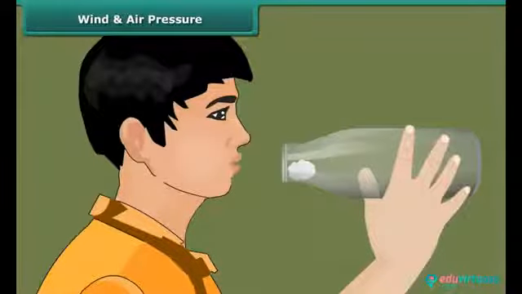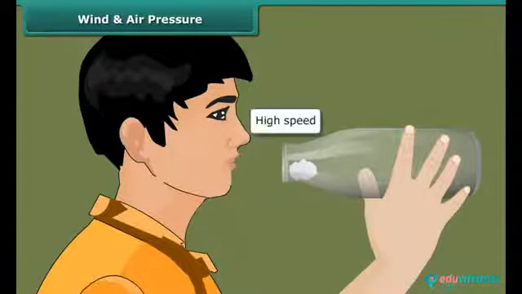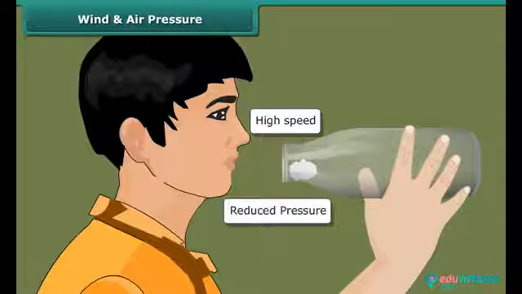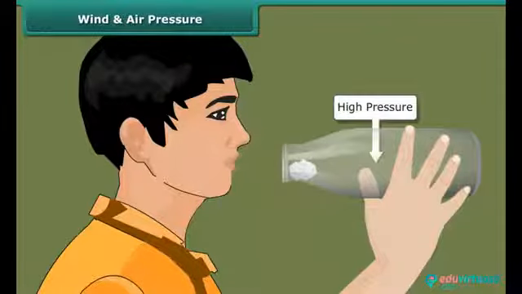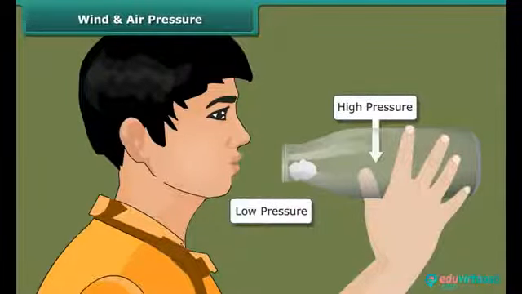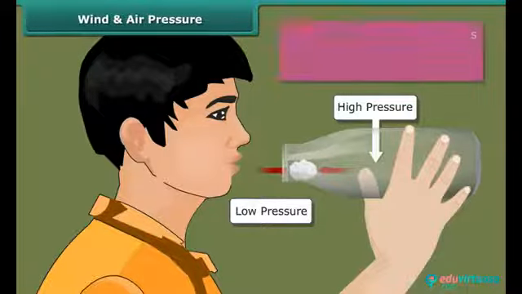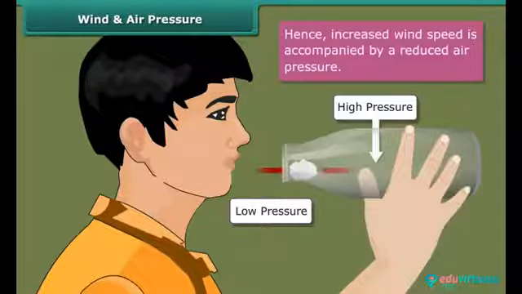Try to blow the ball to force into the bottle. Observe carefully. The paper ball is not moving inside the bottle. Do you know why? Actually, when we blow into the mouth of the bottle, the air near the mouth has higher speed. This decreases the pressure there. The air pressure inside the bottle is higher than near the bottle. When we blow the ball inside the bottle, the air inside the bottle pushes the ball out. So children, we concluded that increased wind speed is accompanied by reduced air pressure.